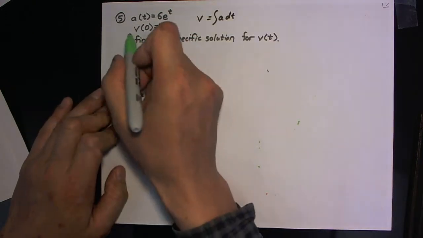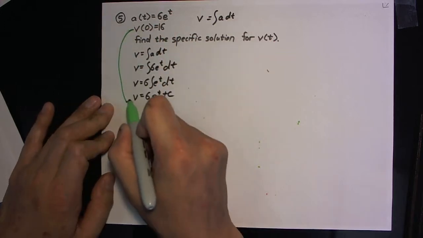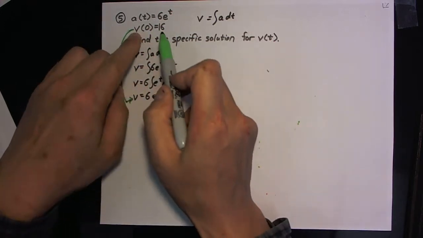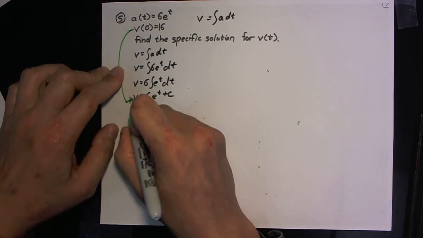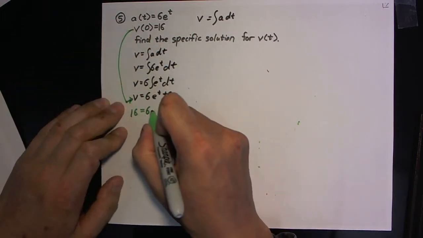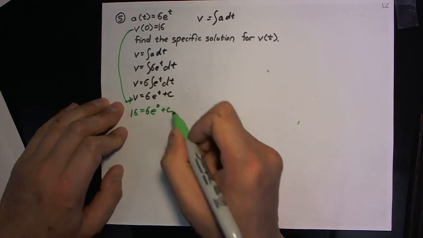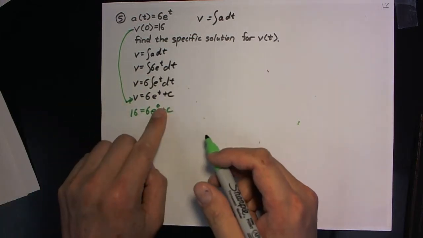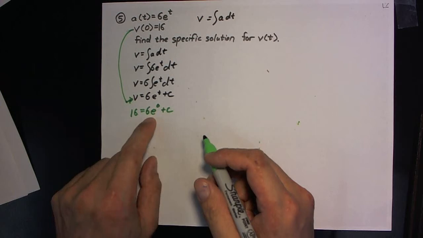We now apply our known value. Wherever we see a v, we put in 16. Wherever we see a t, we put in 0. Don't forget, e to the 0 is not 0. E to the 0 is 1.